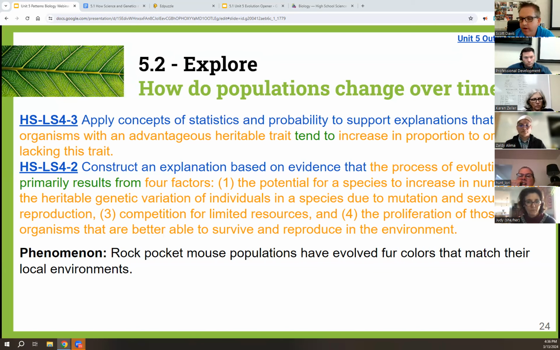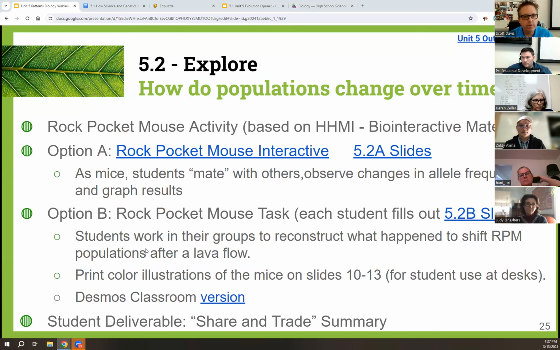And if you've taught, I think in Hillsborough, a lot of our middle school life science classes will sometimes do the HHMI Rock Pocket Mouse Simulation Lab. It's been around for a long time. Some people would call this an oldie but a goodie. But basically, when we're looking at it at the junior level, you kind of have options as far as what to focus on.